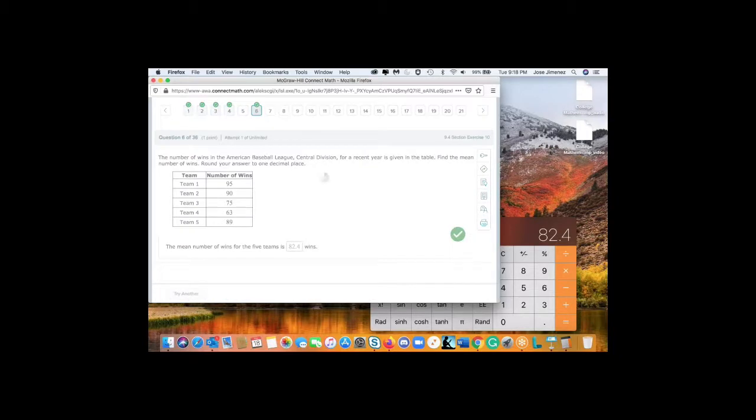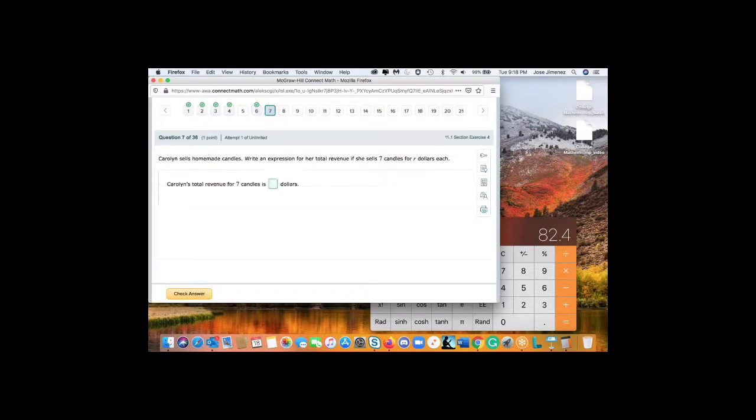Now number 7. Very simple. Just put the number together with the variable. That means multiplication. 7R, because we have to multiply in this case. They give you the unit cost. Let's say if you have 3 sodas and each soda is 50 cents, so you have to multiply 3 times 50 cents. So it's the same idea. So you put the number together with the variable.